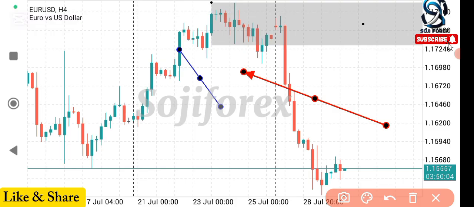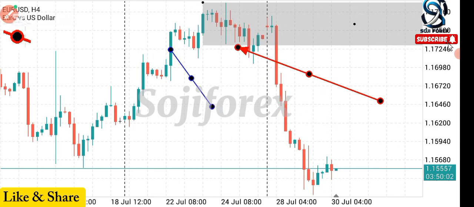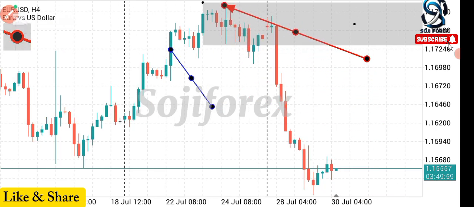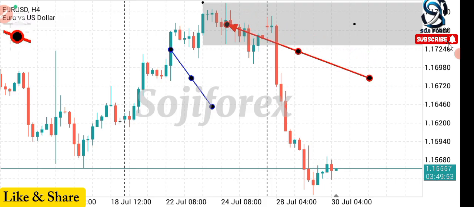So why am I marking the wick and not only the body? Because this wick is a point of failure on the part of market participants, and the body represents a point of reaction. All right, I'll explain that more when I want to mark support and resistance. So for now, let's proceed.